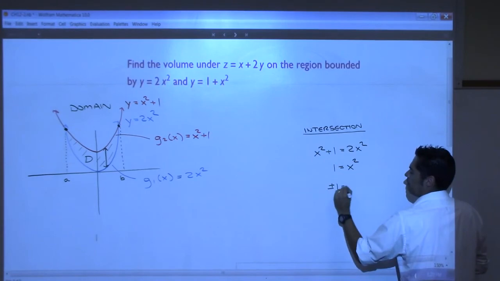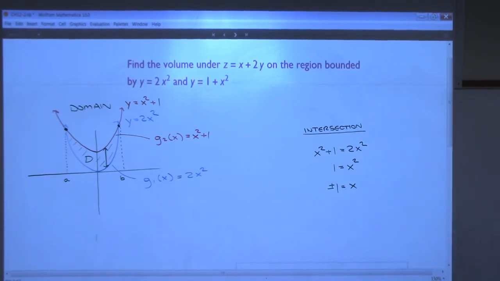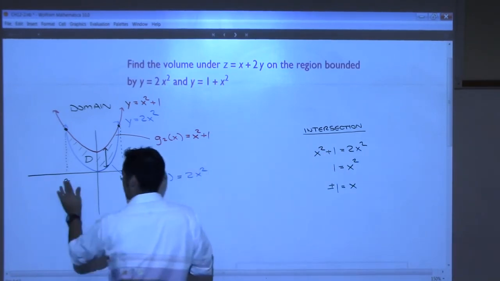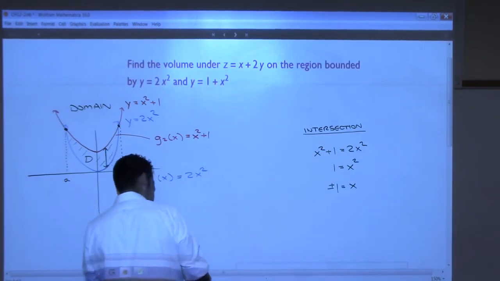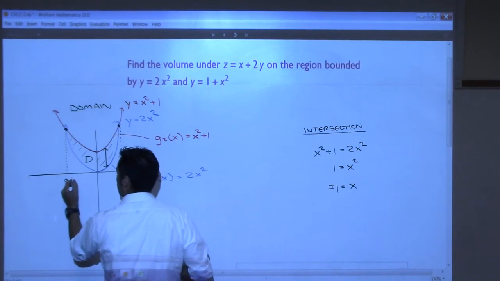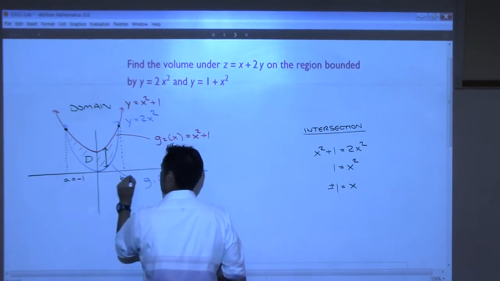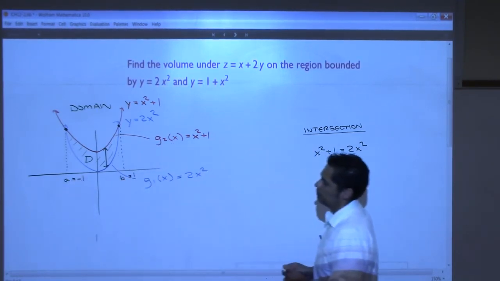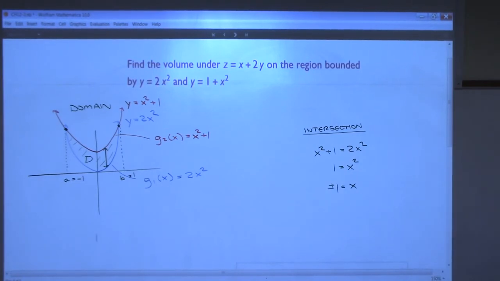Plus or minus 1. Subtract x squared from both sides, square root, plus or minus. So we know that A is negative 1, and B is positive 1. And at that point, you set up the integral.